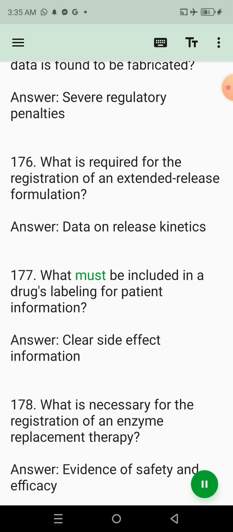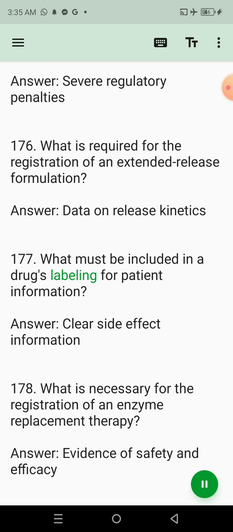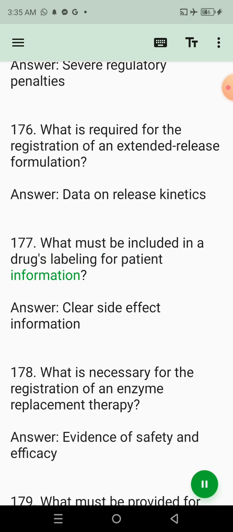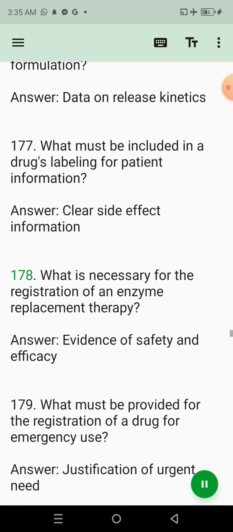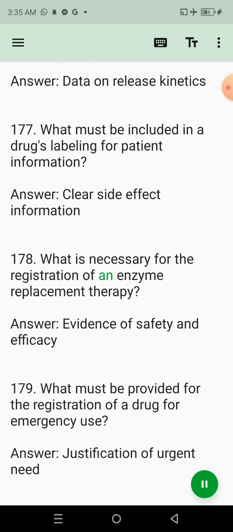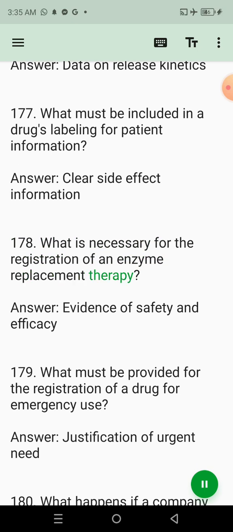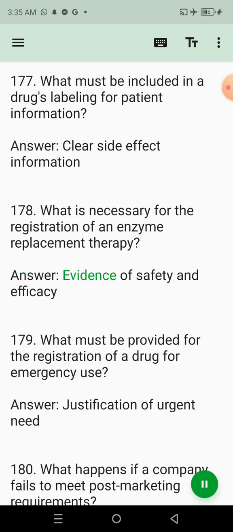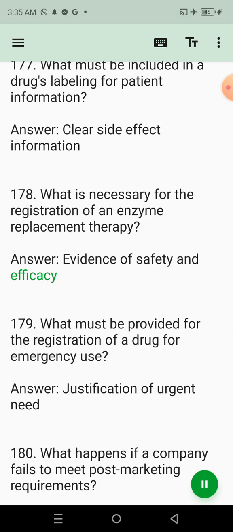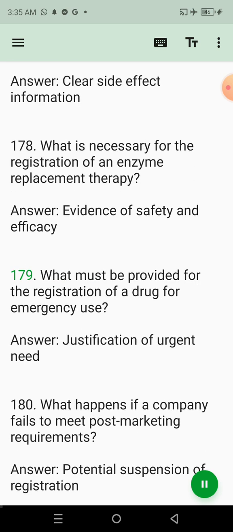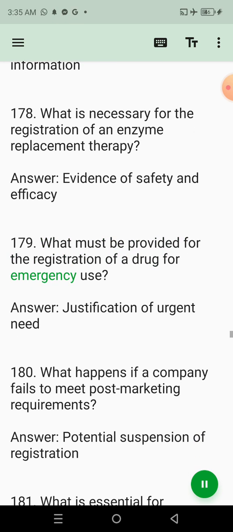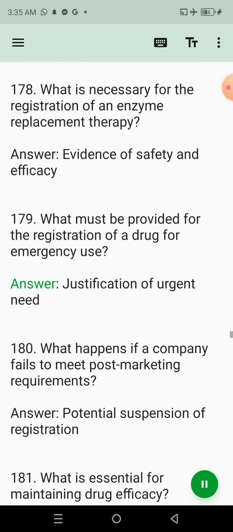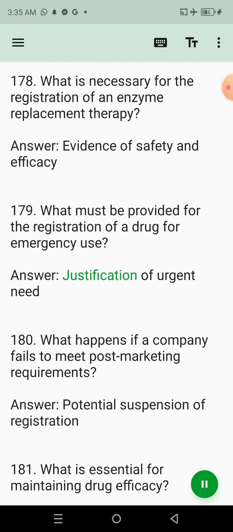177. What must be included in a drug's labeling for patient information? Answer: clear side effect information. 178. What is necessary for the registration of an enzyme replacement therapy? Answer: evidence of safety and efficacy. 179. What must be provided for the registration of a drug for emergency use? Answer: justification of urgent need.